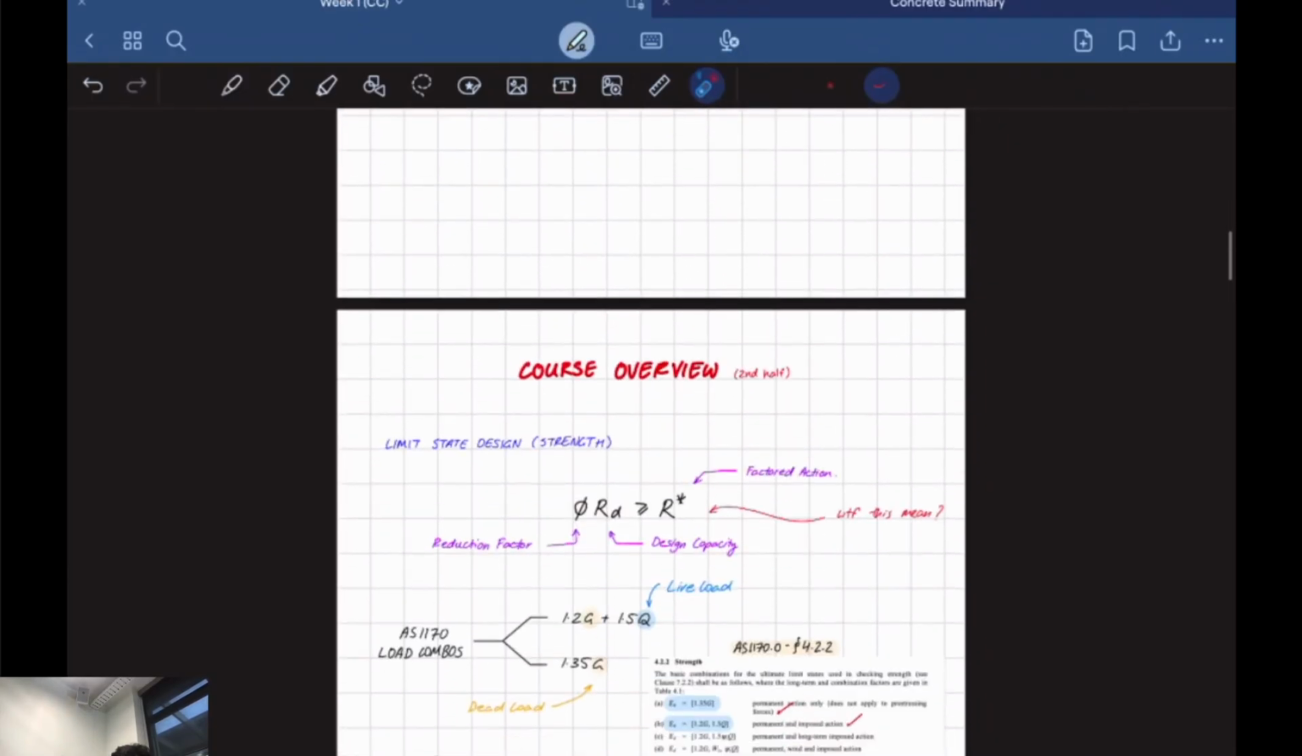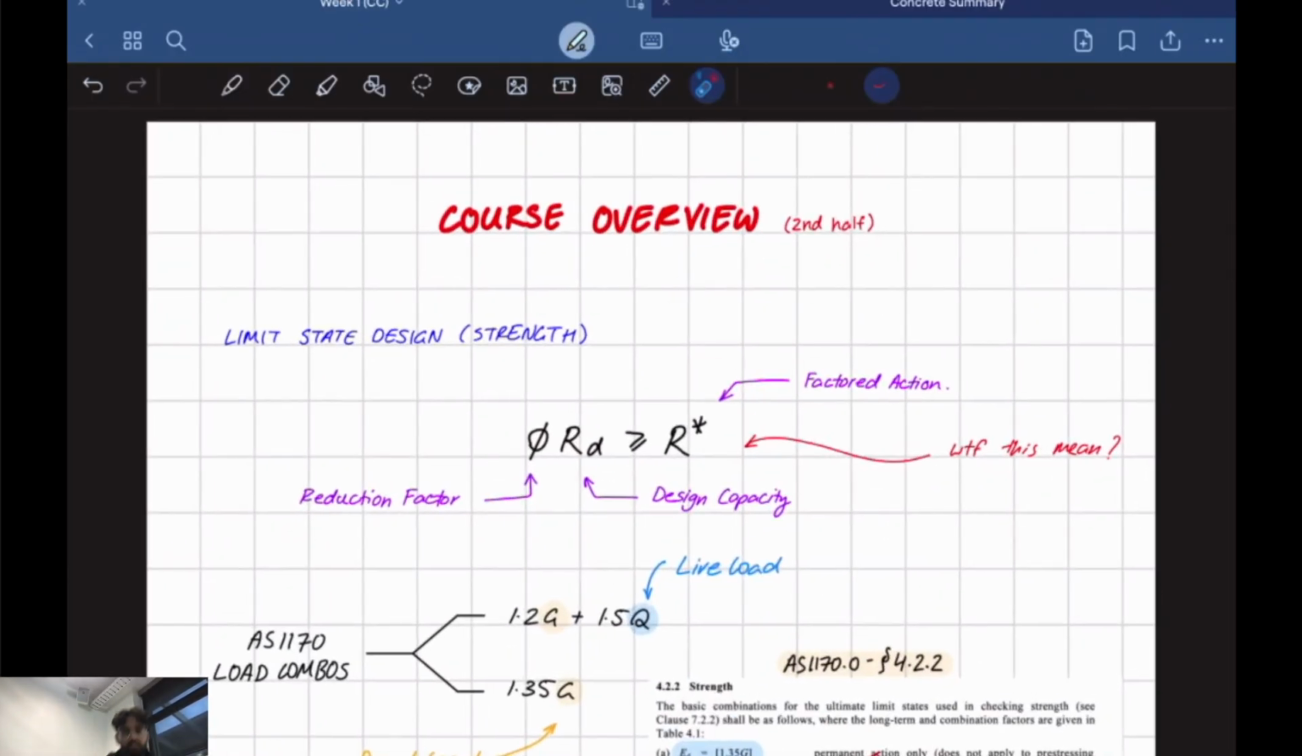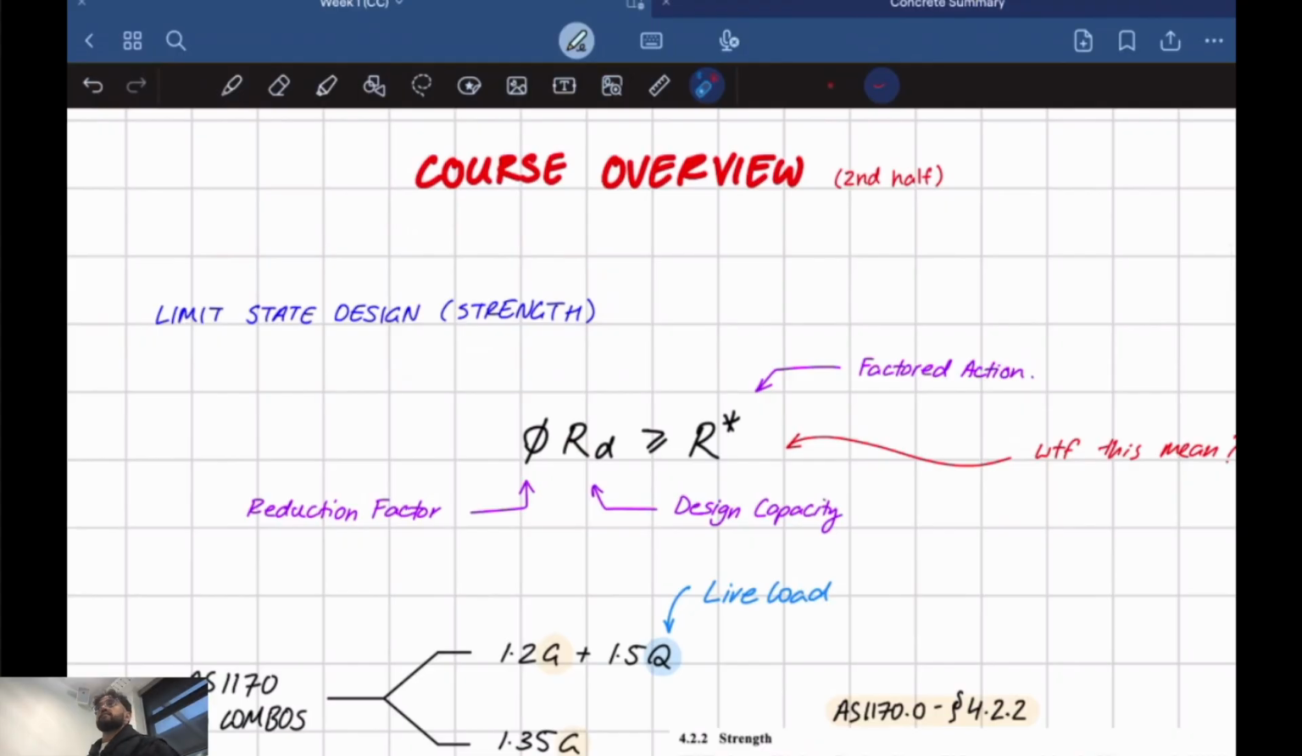Alright, anyways. Now, in terms of continuing with the course overview, I want to cover the second half a bit more in detail first, and then move on to the first half. So, in structural engineering, we've got something called the strength limit state design. This is a fundamental equation that all structural engineers use to design a certain structure. Does anyone know what this actually means?